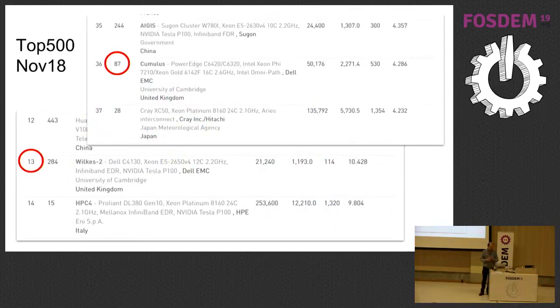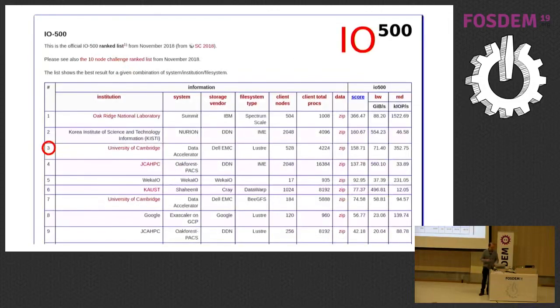So just to highlight the size of the system, if you look at the top 500 list of supercomputers, because of the two networks, the system has two entries for the two different halves. Number 87 on the top 500 in November 2018 was the Cumulus side. It's about 1,200 machines right now. And the Wilkes 2 GPU clusters are on the other side, just as an aside.